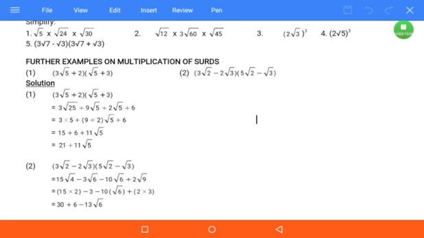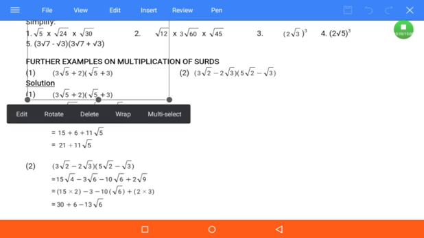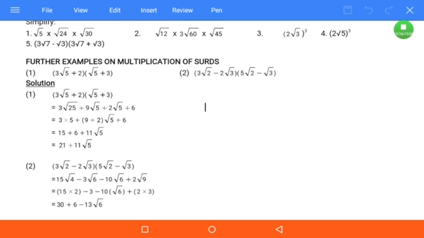Sorry. Then you have root 5 times 3, that will give us 3 root 5 times 3, that will give us 9 root 5. Can you see that? This is 9 root 5. Then 2 times root 5 will give us 2 root 5. Just say 2 times root 5 will give us 2 and root 5, 2 root 5. Then 2 times 3 will give us 6. You can see that.